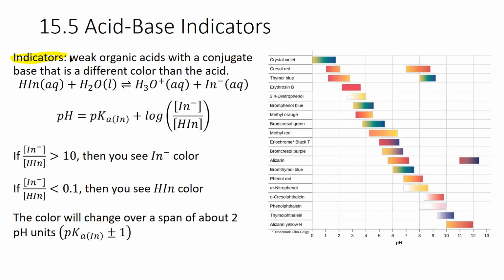Now, in general, we consider our indicators to be weak organic acids. When we say organic, they're carbon-based. They usually are going to have, say, a carboxylic acid group, okay? And a key here is that a weak organic acid is going to have a conjugate base that is a different color than the acid. That way you have an endpoint that's really easily recognizable.